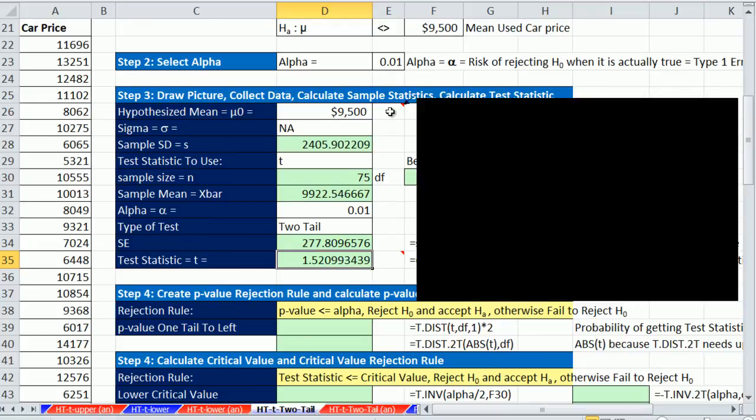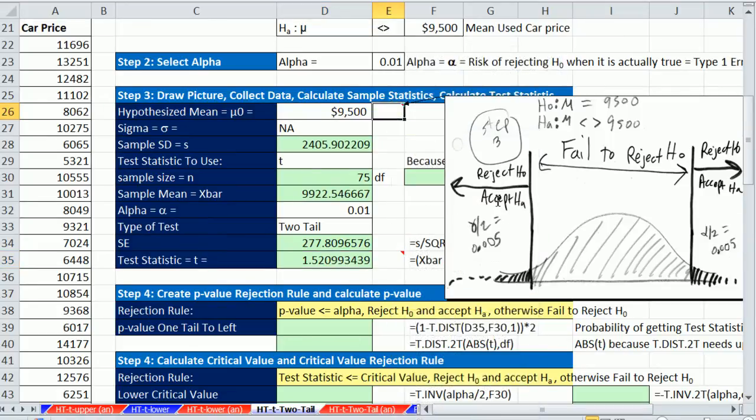Now here's our picture. Right click, show, hide. We haven't calculated our critical values, but there's our alpha, and it's very small. 0.01 divided by 2 is 0.005. So anything between these two markers, we fail to reject the null hypothesis. Anything above or below, we reject the null and accept the alternative hypothesis.